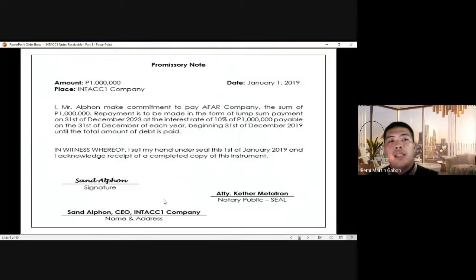So here is an example of a promissory note. You can see the important features that should be there: the amount, the place, the date, the signature, the name and address of the maker of the promissory note. Commonly, there is now a portion for the notary public, because being a negotiable instrument, a financial document, it needs to be sealed and notarized.